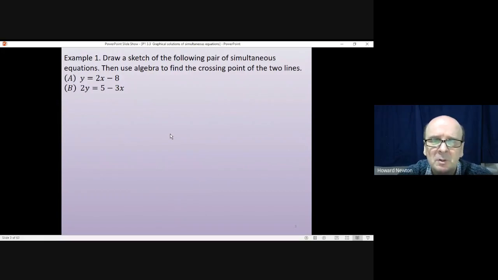So in this first example, we're asked to draw a sketch of the following pair of simultaneous equations and then to use algebra to find where these two lines cross each other. I'll let you have a go at this yourself first. Pause the video, and then come back to me when you're ready.